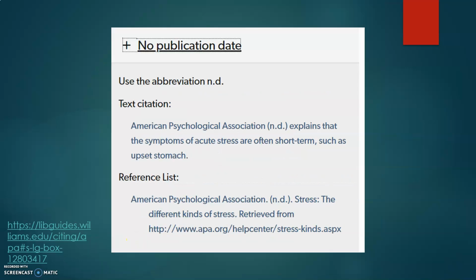Let's move on with what-if situations. If there is no publication date, what's going to happen? If there is no publication date, you need to say ND in parentheses. This is the case in the text, and this is what you're going to do on your reference list as well. This is an author date system. Even if there is no date, you need to indicate it. You need to give ND to show that there is no date.